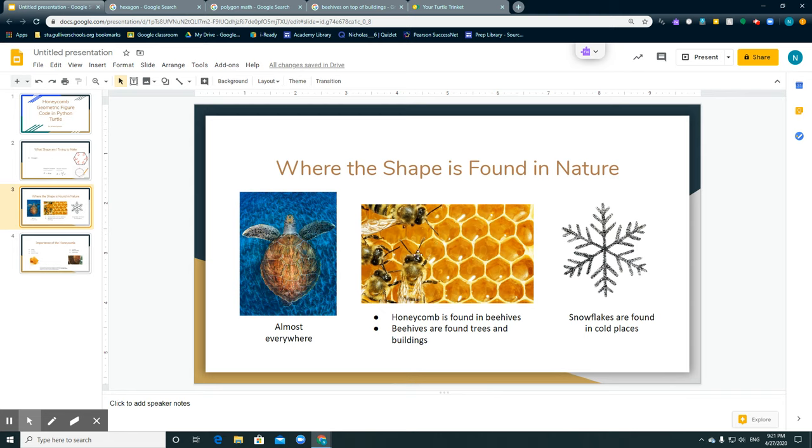Hexagons are also found in honeycombs, and these are the main places where they're found. Honeycombs are found in beehives, which are on top of buildings, skyscrapers, trees, everywhere. They're found almost everywhere.